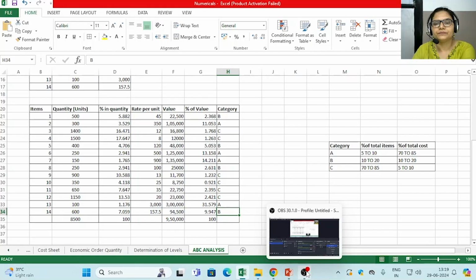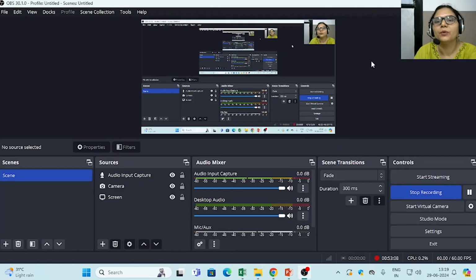So I hope by now you must be clear with the theoretical as well as numerical aspects related to order levels of inventory and ABC analysis.